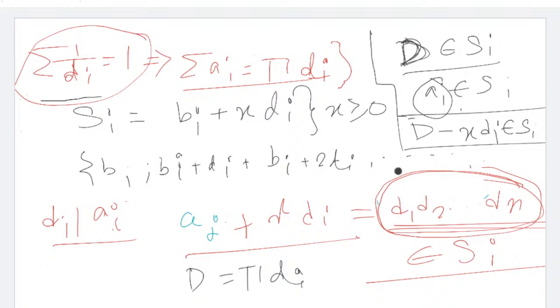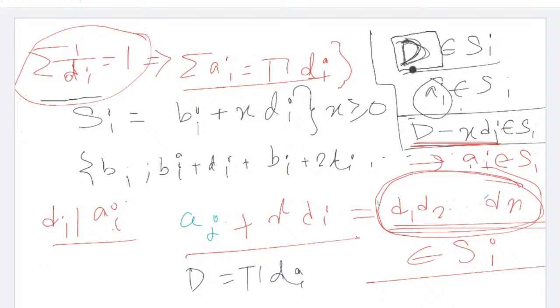Okay, so how do you get from D minus x Di belongs to Si to Ai belongs to Si? Oh yeah, we get that because we can write Di as... wait, give me a second. Yeah, go on. Why did we use capital D? I don't think we actually used capital D.